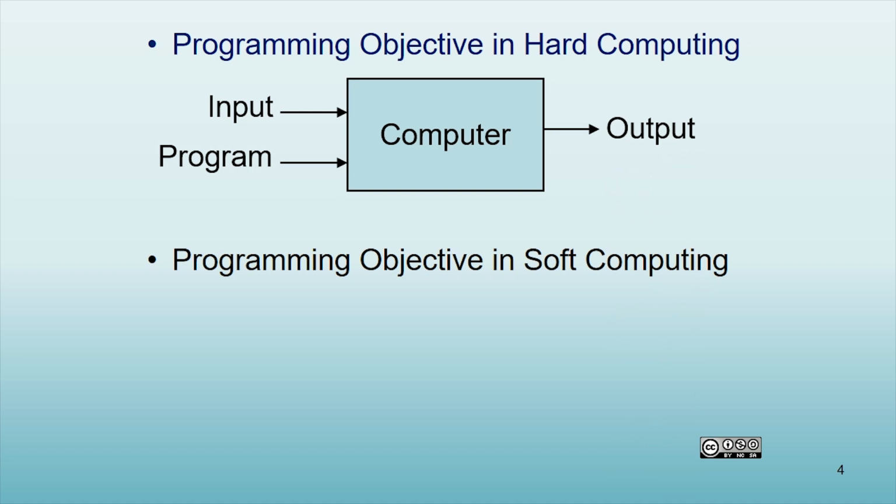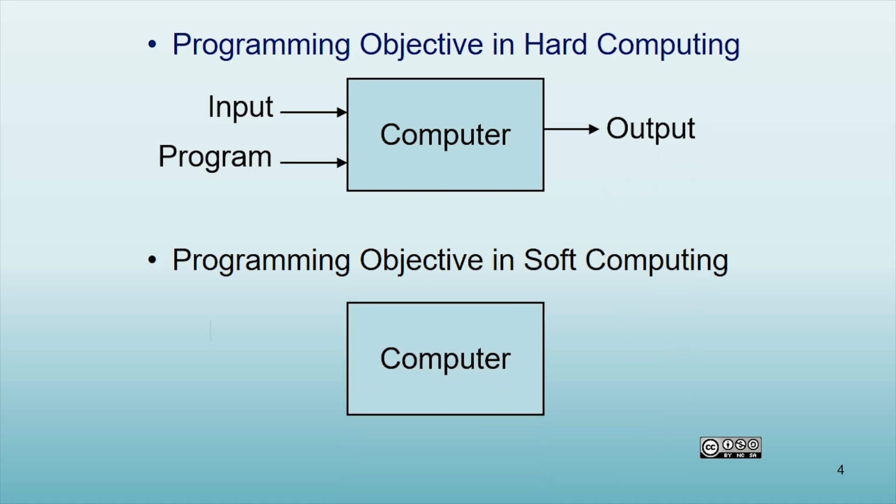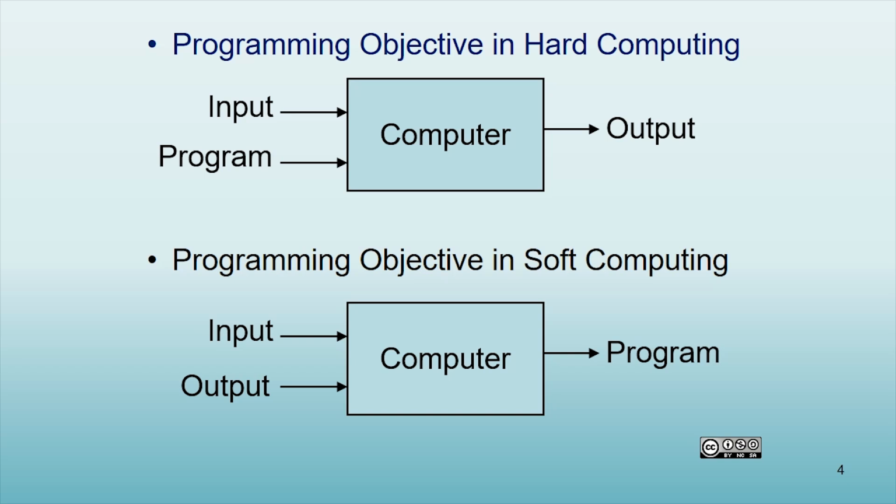Whereas in the case of soft computing, the computer should be fed with input as well as output, and it is the duty of the soft computing model to make the computer understand the relationship between input and output. What is the underlying relationship? What are the ways in which the input variables are correlated with output variables, and what made this set of input values produce a particular output? All these things the soft computing model should do within the computer as a process, and then it gives out some sort of program. So this is the fundamental difference between the programming objective in hard computing and soft computing.